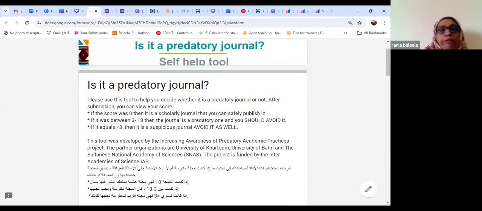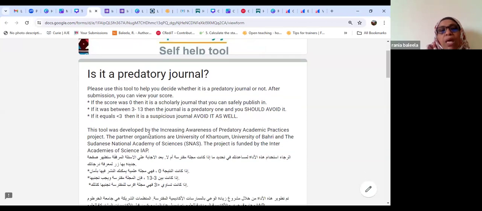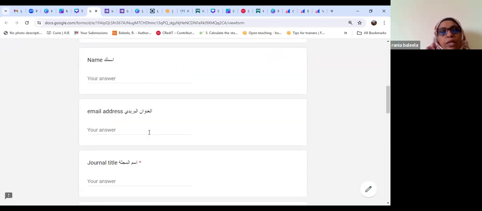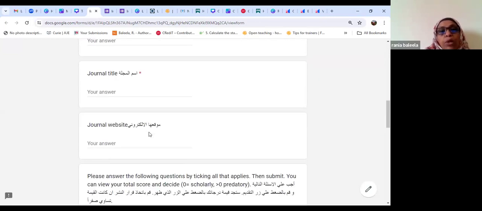So your score, if it was 0, then it's a scholarly journal that you can safely publish in. If the score was between 3 and 13, then the journal is a predatory one, and you should avoid it. And if it equals less than 3, then it's a suspicious journal, avoid it as well. This is the kind of questionnaire we tried to develop.